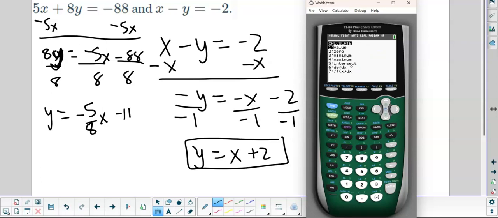I want to calculate the intersection, number 5, and it's going to ask me several questions. Look for this blinking X cursor. It's asking you, am I on the first curve or line? Press enter. Now it's going to ask you if it's on the second curve or line. If you can't see it, you can press this left and right arrow to move that cursor. There it is. Press enter. Now it's asking if I want to make a guess. Press enter, and there it is. Confirms for us that we are correct. X is negative 8 and y is negative 6.